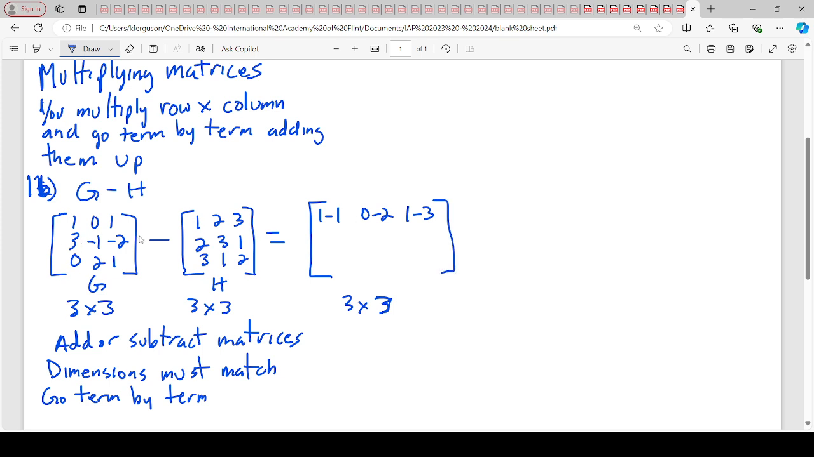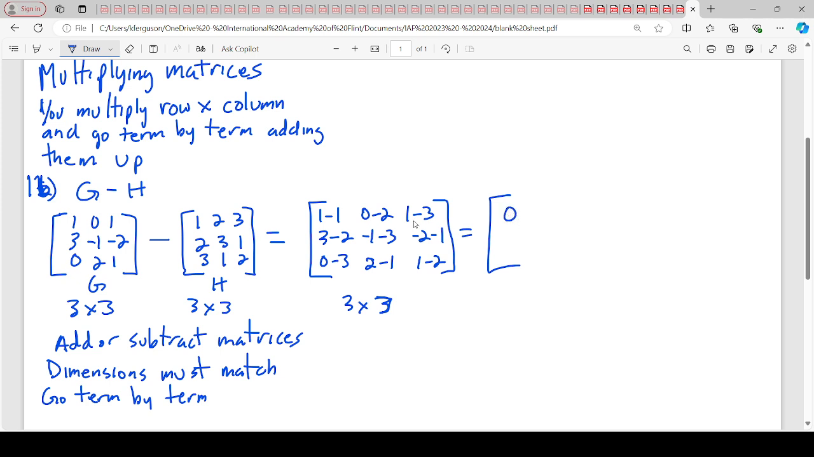So next I've got 3 minus 2. Then I've got -1 minus 3. And then I've got -2 minus 1. Okay, last I have 0 minus 3. I have 2 minus 1. I have 1 minus 2. And then I just simplify.